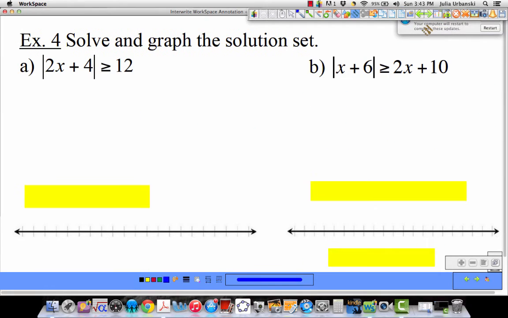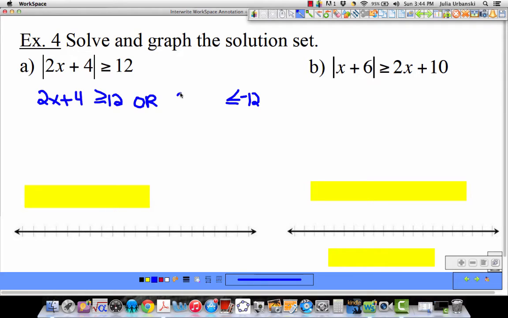For example 4. For the first one, think about it as we go. This says greater, so we're going to go with or. And we're going to make it greater than or equal to 12, or we're going to make it less than or equal to -12. What's inside stays the same, 2x plus 4 and 2x plus 4. So all we need to do now is solve them individually and then graph them.